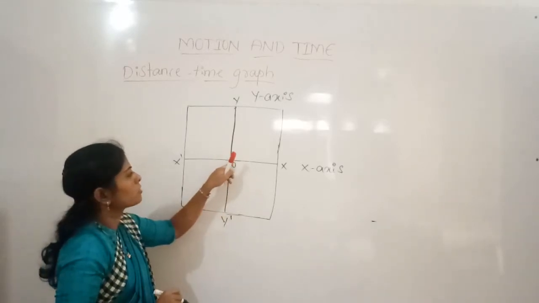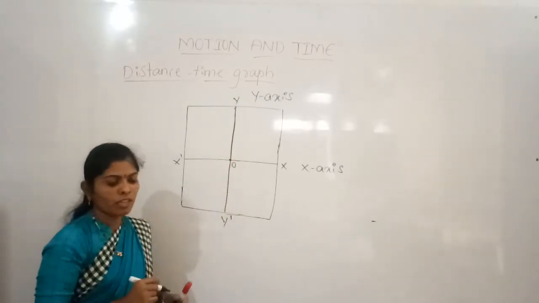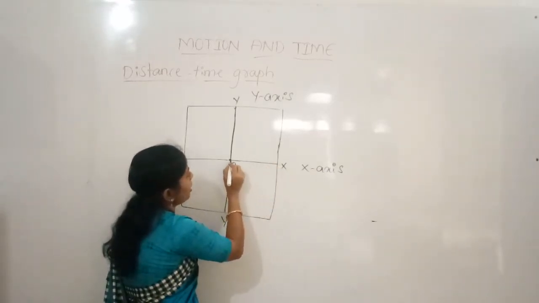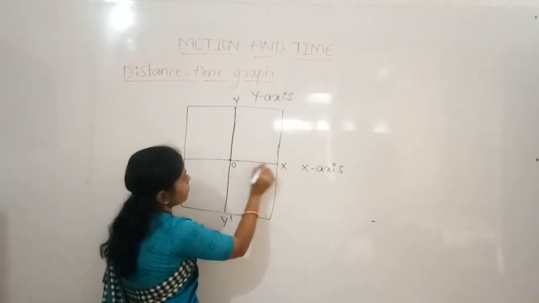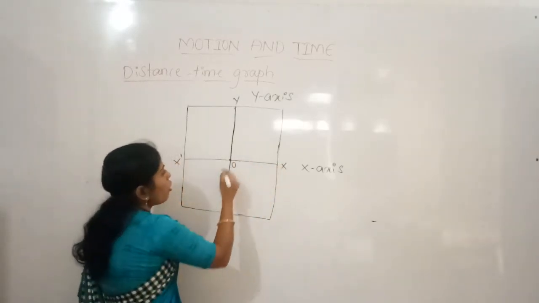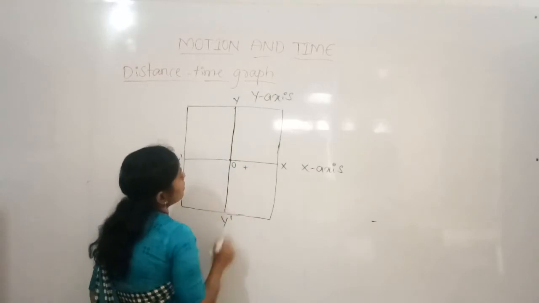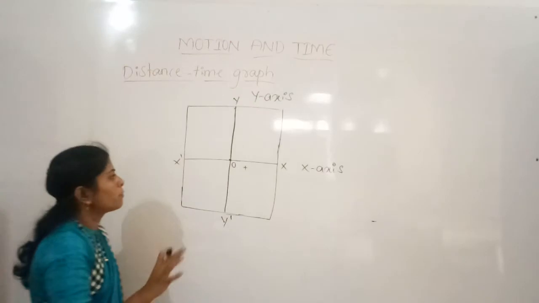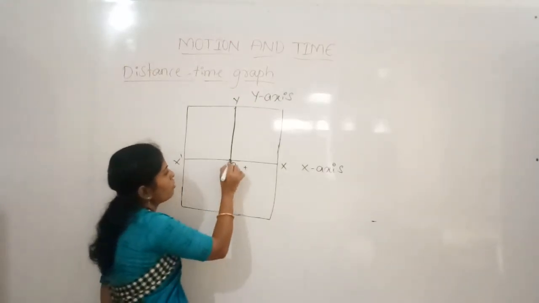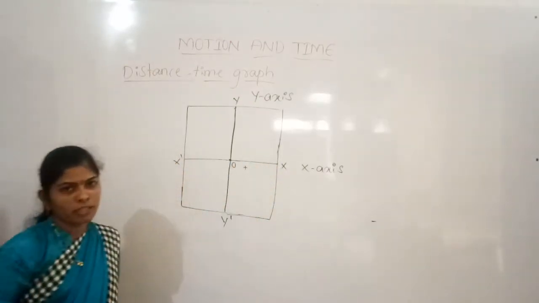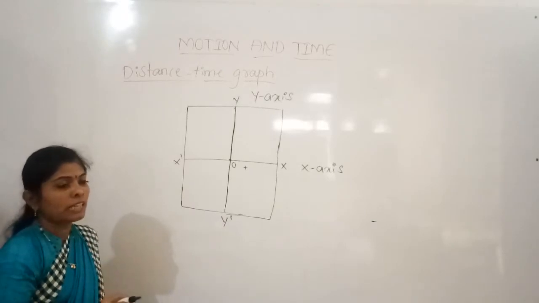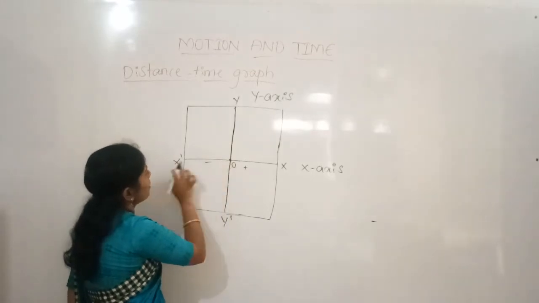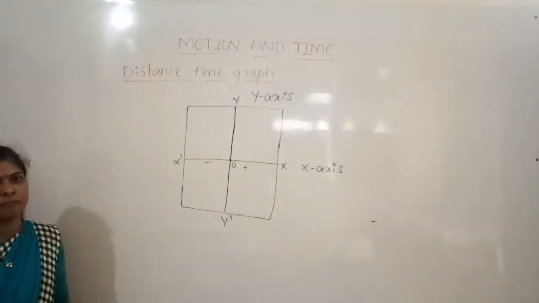So numbers start from this origin, right? And along the OX axis, in the x axis, we will denote the positive numbers. And if there are negative numbers then we can denote them along OX dash.